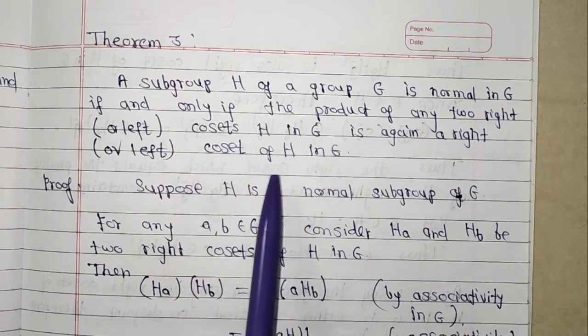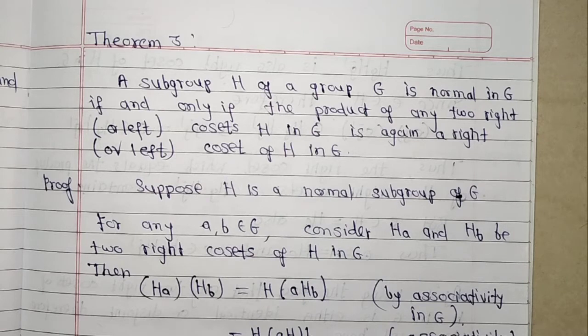We have to prove this result. Let us consider the proof of this theorem. Suppose H is a normal subgroup of G, and for any a, b belonging to G, consider Ha and Hb as two right cosets of H in G. Right means here a and b are on the right side of H. Hence Ha and Hb are two right cosets of H in G.